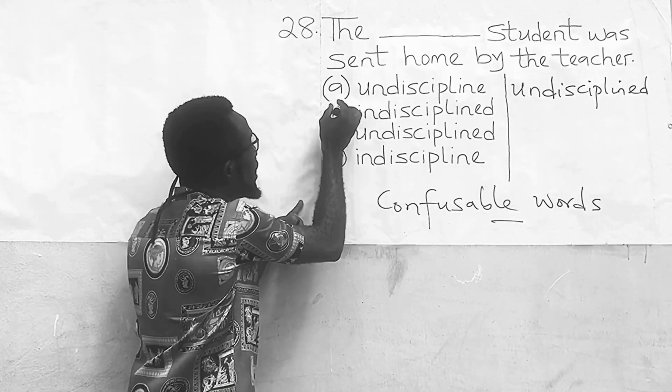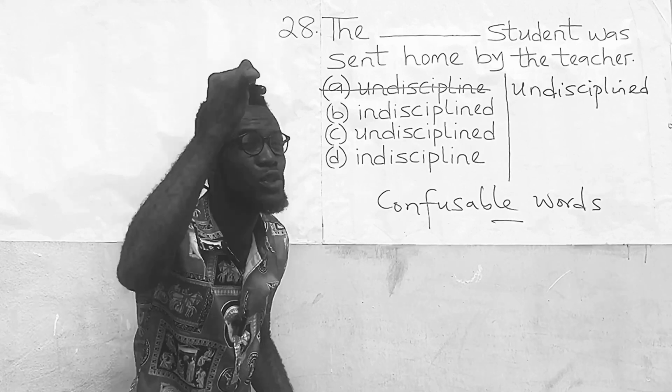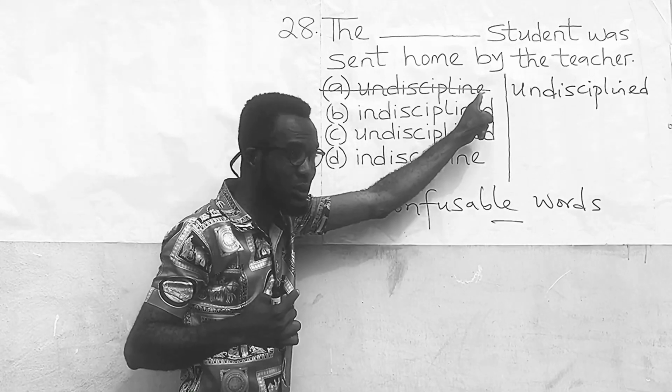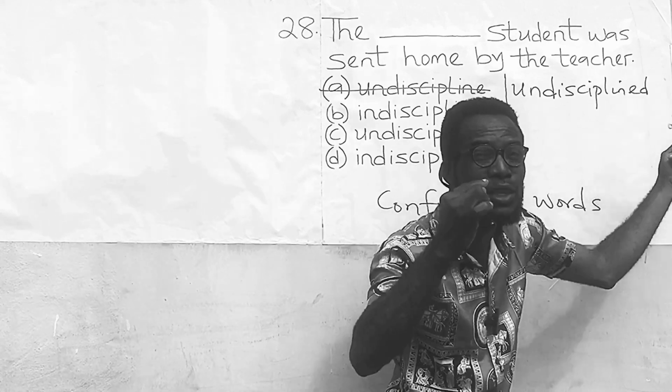Therefore, option A is wrong because there is no word as undiscipline. It should always be undisciplined. It should always end with a D.